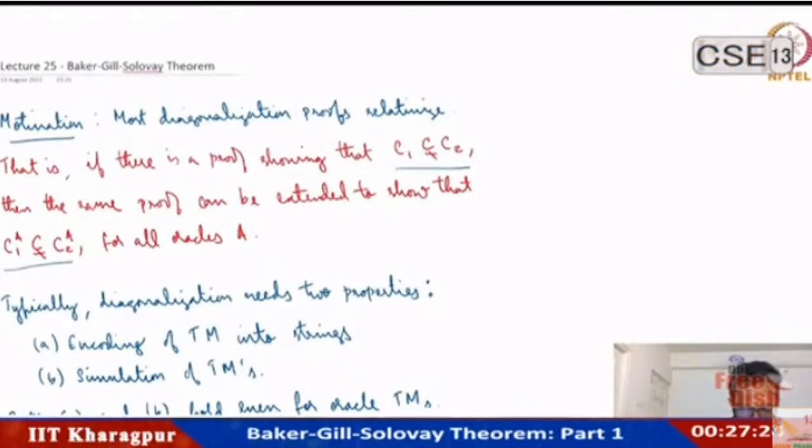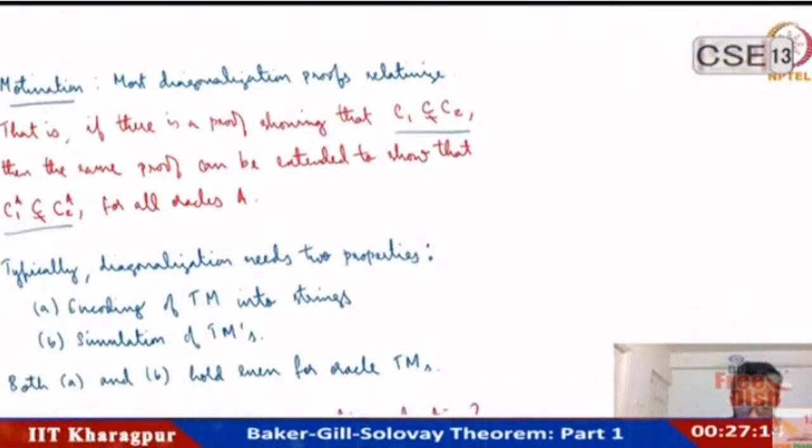So again, this is very important. This will be true for any oracle that you choose. I'll explain the reasons below. The thing is that proofs that use diagonalization basically rely on two things.